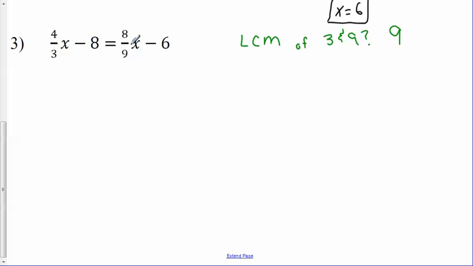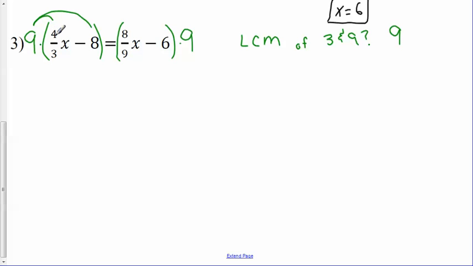So I'm going to multiply the entire equation. I'm going to multiply the left side, and I'm going to multiply the right side by that LCM. By doing it to both sides, it's going to keep the equation balanced. And so I'm going to distribute 9 through on the left side. And take a look, an integer times a fraction. Use the approach that we looked at in the first example.